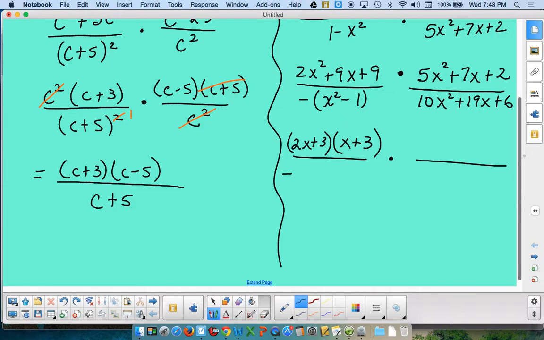On the bottom, yes, 1 is a perfect square, perfect cube, so since that makes that a difference of squares, that's simply our good friend x plus 1 and x minus 1.